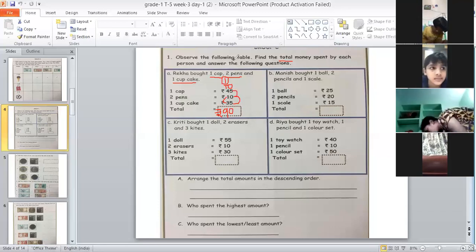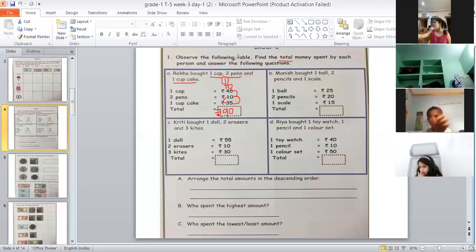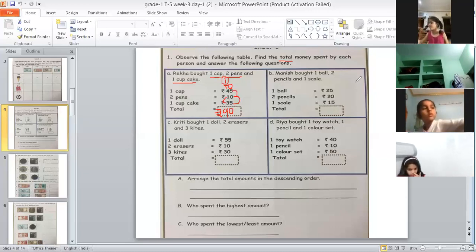Ashita, please unmute yourself and read the second question. If you are finding it difficult to read from your screen, read from your book. Manish bought 1 ball, 2 pencils and 1 scale. Very good.